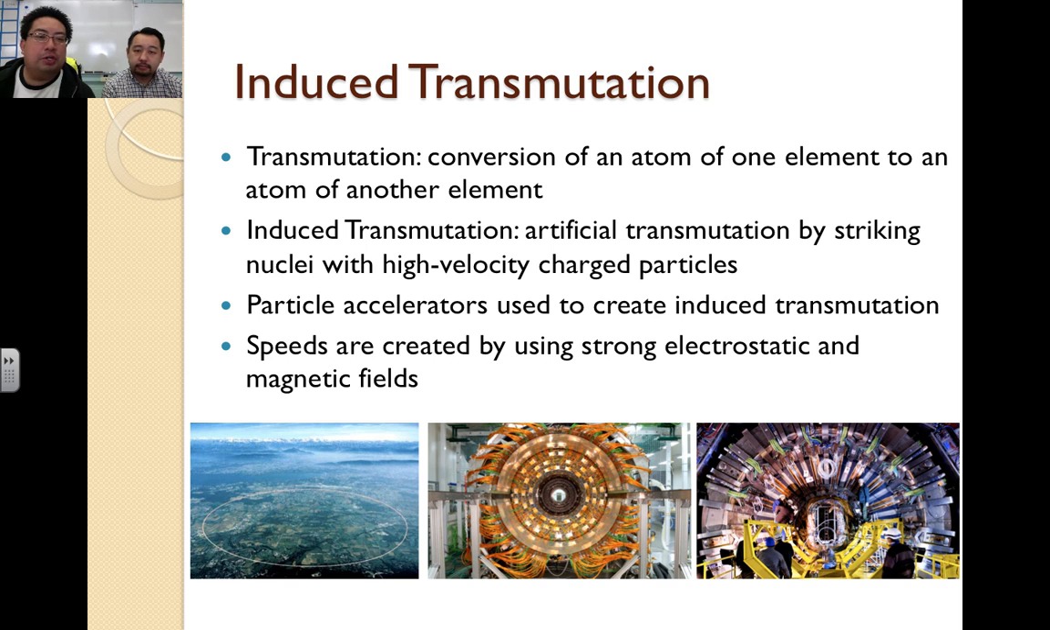Induced transmutation. Transmutation basically is converting an atom of one element into another one. And it's possible to induce that, or artificially transmute an element. You can do this by slamming a nucleus into another nucleus at high velocities. We achieve this using particle accelerators.